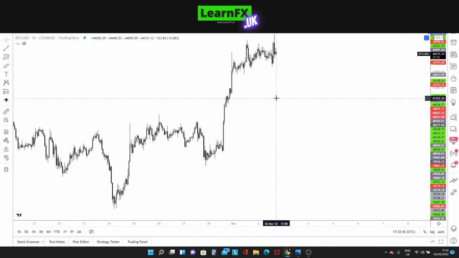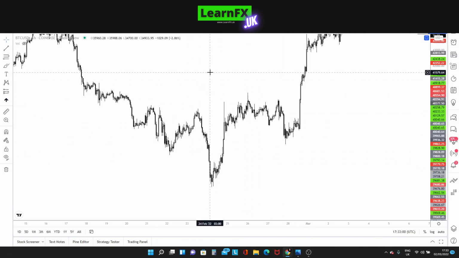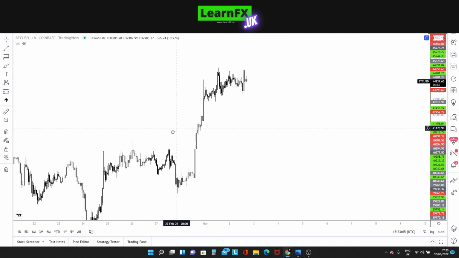Okay, so from what we understand about the market, right? The market moves from areas of liquidity to liquidity, okay? So it uses liquidity to move through areas of imbalance into other areas of liquidity. So what do I mean by that? So let's just take this as a quick example, okay?